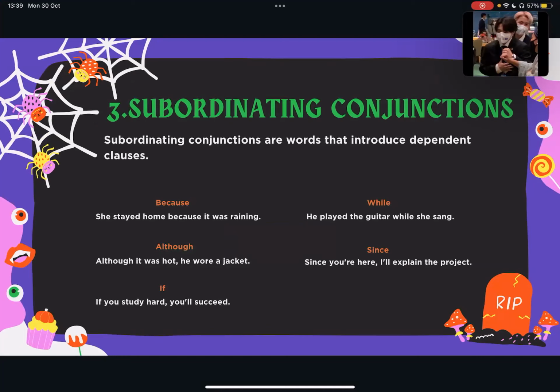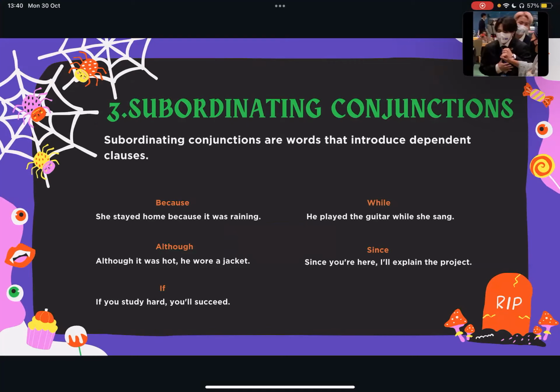Subordinating conjunctions are words that introduce dependent clauses, making them dependent on the main clause. They show a relationship of dependence, such as time, cause, condition, or contrast. Here are some examples of subordinating conjunctions. Because indicates a cause or reason. For example, she stayed home because it was raining.